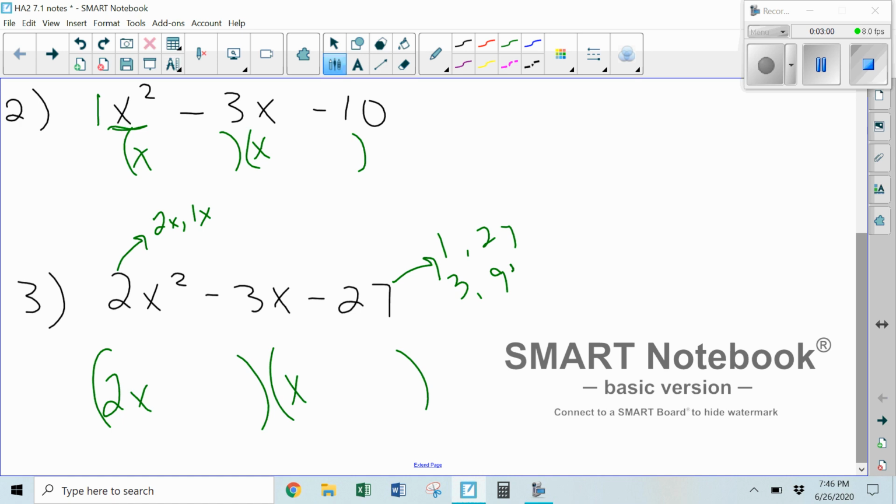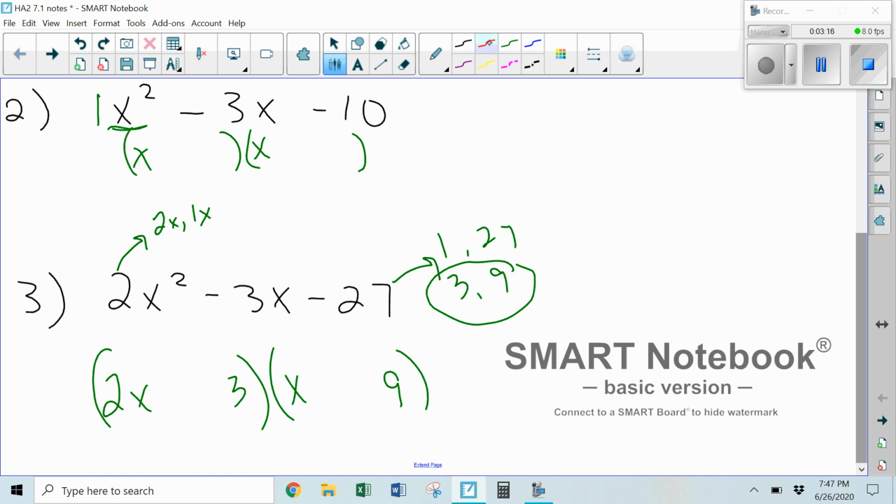Now, most of the time the numbers are close together. That's just the majority of the time how it works out, but it could be anything. It could be 1 and 27, and sometimes it is. I'm going to try the 3 and the 9. So I'm going to put the 3 first, just because that's the way I ordered it. If that doesn't work, I'll flip it, and I'll put the 9 here and the 3 here.